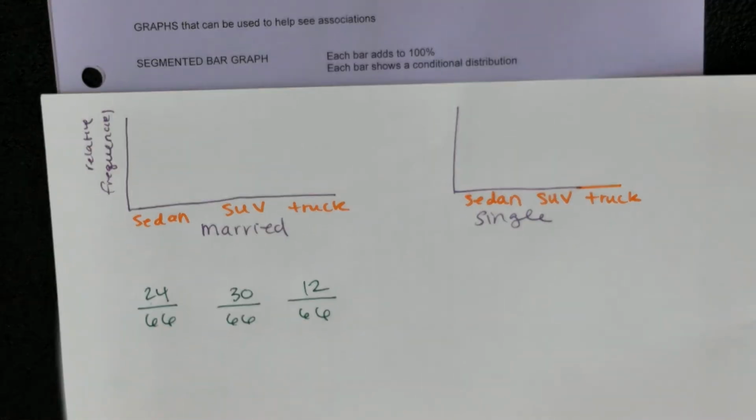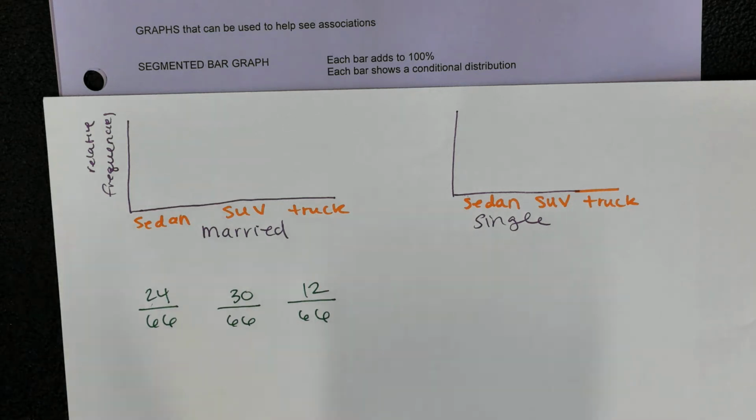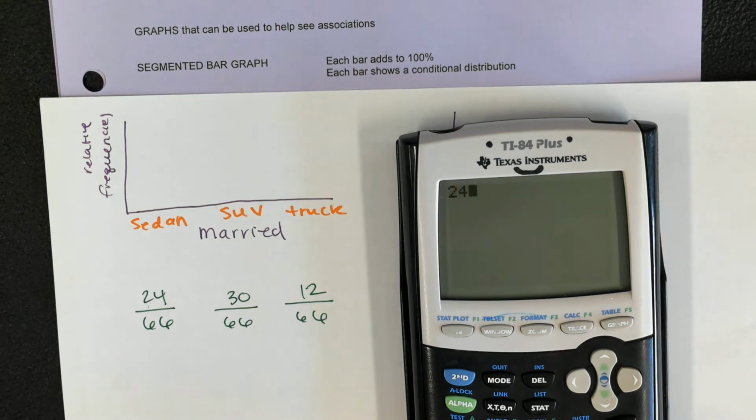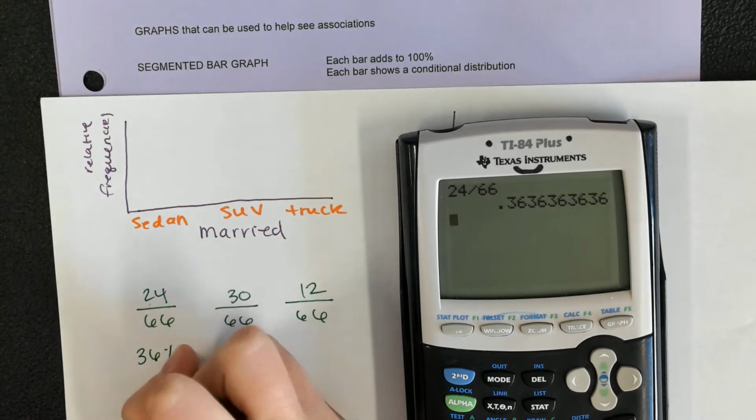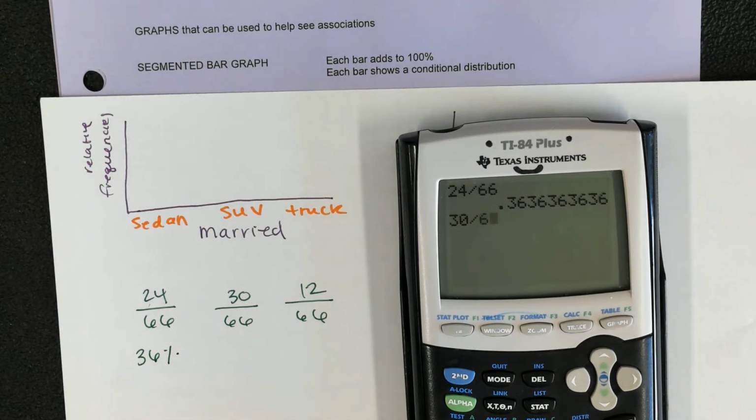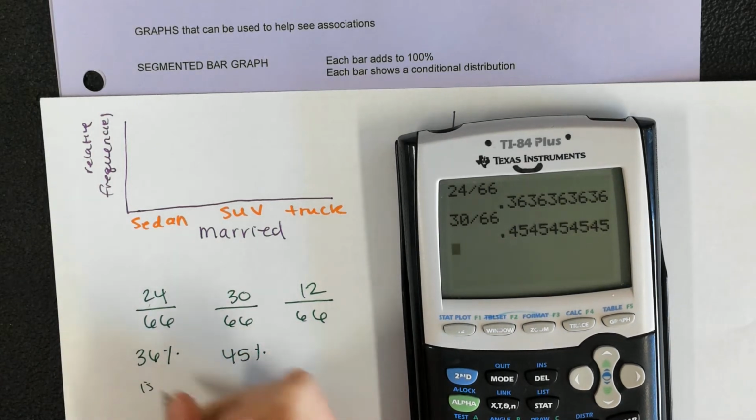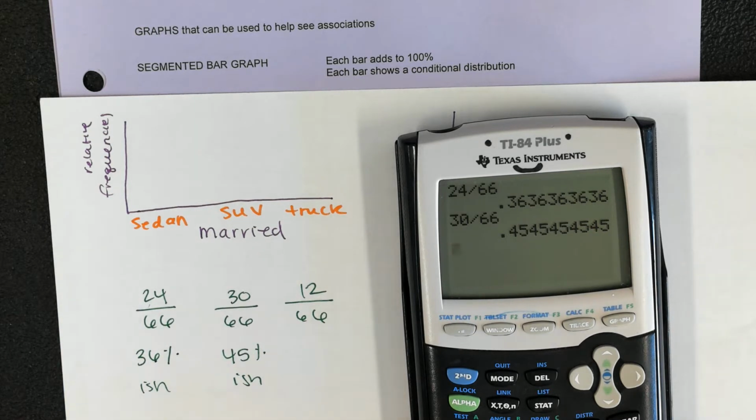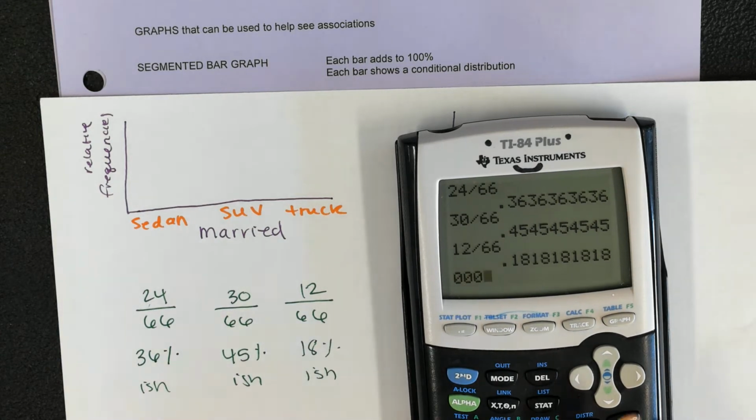So I'm going to change these into percents really quickly. I need to get my calculator out. 24 divided by 66 is going to give me about 36%. 30 out of 66 is going to give me about 45%. These are all ishes. And 12 out of 66 is going to give me about 18%. Typically I would go multiple decimal places. I don't know why I'm not doing that, but it's fine.